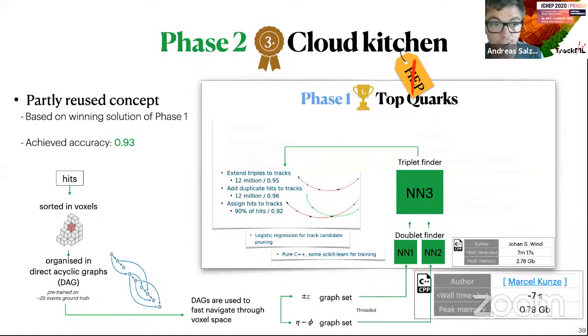And the third solution, the last one I present here, is actually from someone who took the winning solution of phase 1, looked at the slow parts and replaced them with a direct graph solution, with a doublet and triplet finder pre-trained in a neural network, and fed it back into the algorithm, and won the 3rd prize with that.